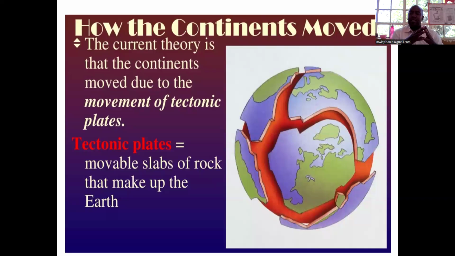How did the continents move? So the current theory is that the continents moved due to the movement of the tectonic plates. When I talk of the tectonic plates, these are movable slabs of rock that make up the Earth. And on your screen, you can see a picture of those tectonic plates.